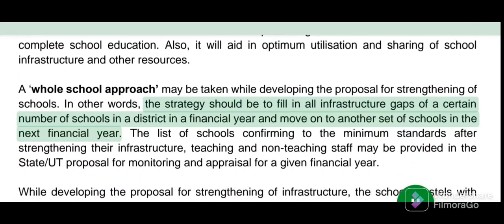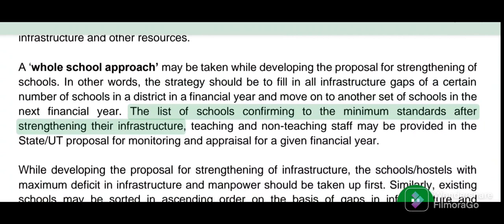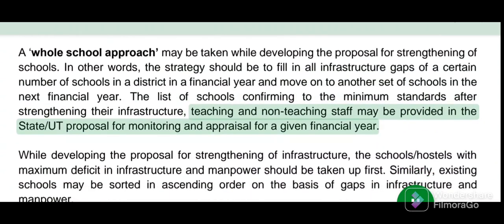In other words, the strategy should be to fill in all infrastructure gaps of a certain number of schools in a district in a financial year and move on to another set of schools in the next financial year. The list of schools conforming to the minimum standards after strengthening their infrastructure, teaching and non-teaching staff may be provided in the state UT proposal for monitoring and appraisal for a given financial year.